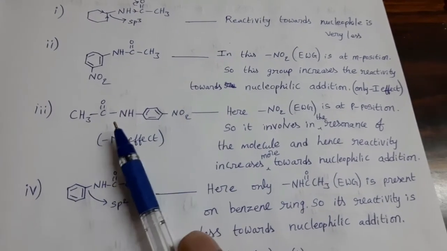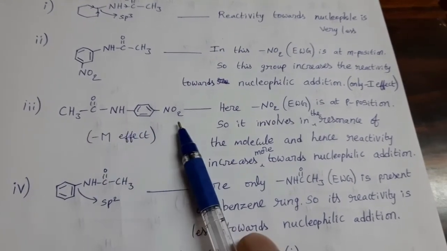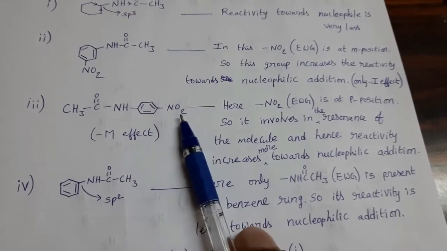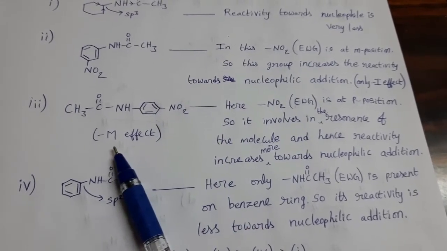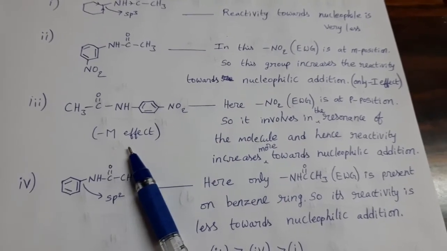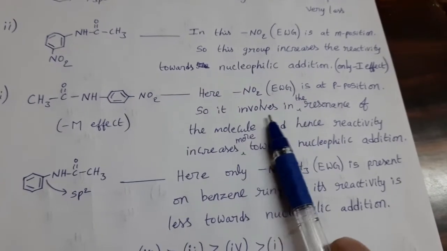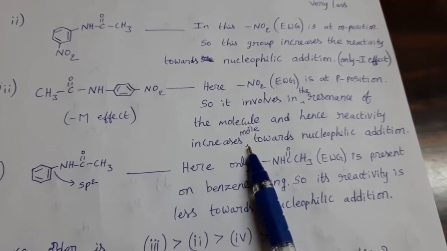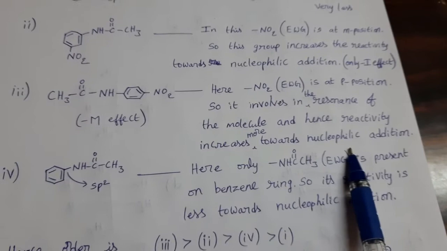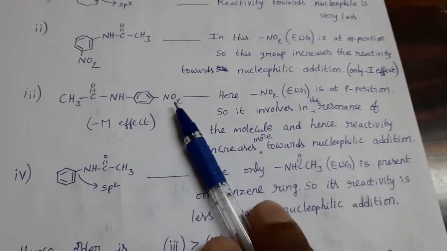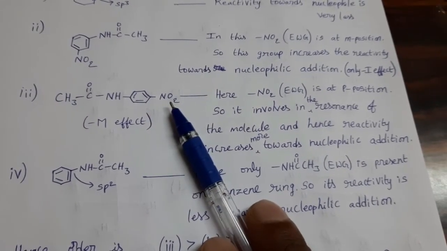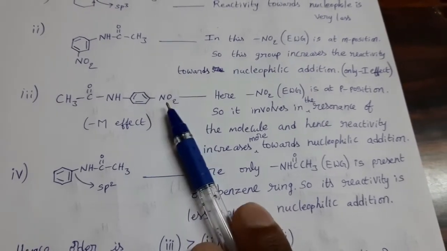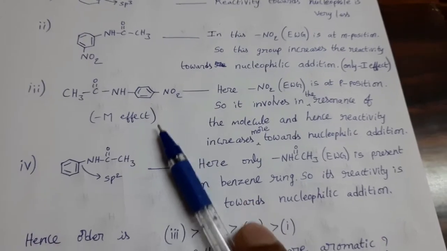Next, in this, CH3CONH and NO2 are both present at para position. In this, NO2 exhibits minus M effect, negative mesomeric effect. So it involves in the resonance of the molecule and hence reactivity increases more towards nucleophilic addition. NO2 group can also participate in the resonating forms of this compound. Because of that, its reactivity is more towards nucleophilic addition.